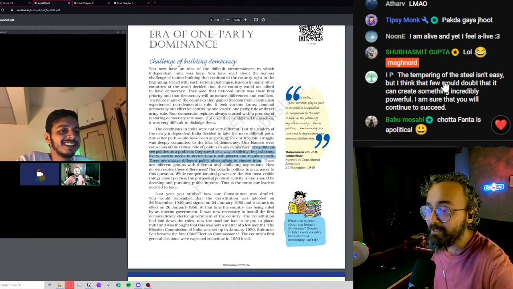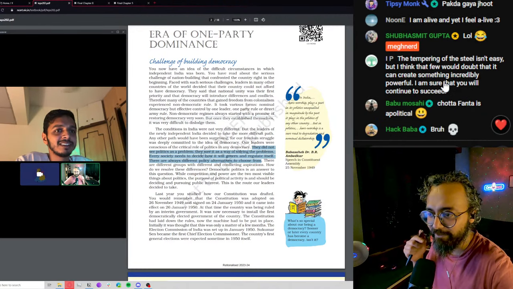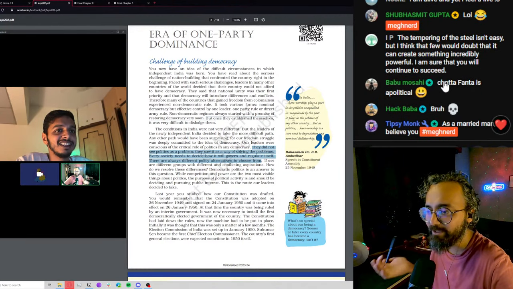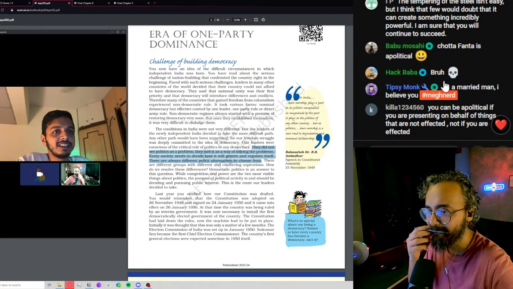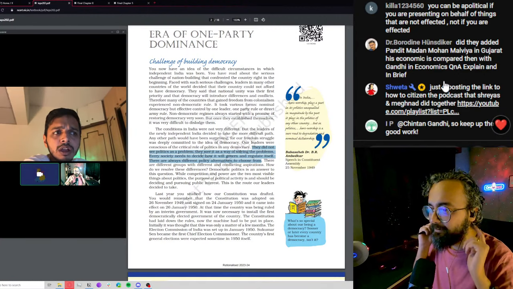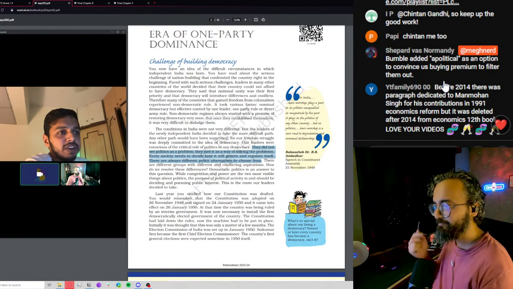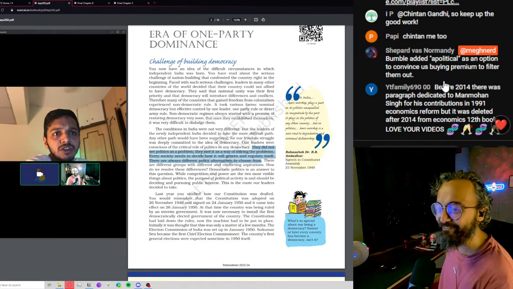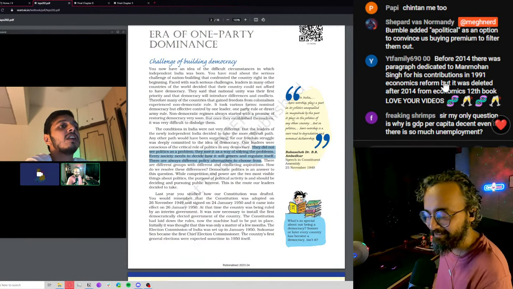But you know the thing is, Chota Fanta is apolitical apparently. But how can Chota Fanta be apolitical? He's going to become prime minister, no? But what are you reading? Saying this in the textbook? No, I'm reading chat. Oh, I thought they were writing everything in the textbook. No, Chota Fanta. That should be deleted then. That is another reason to delete it.